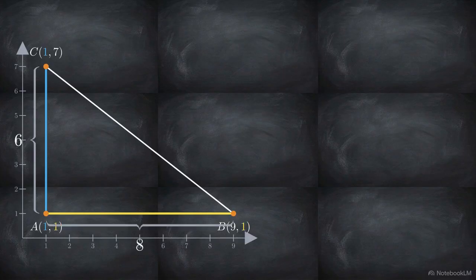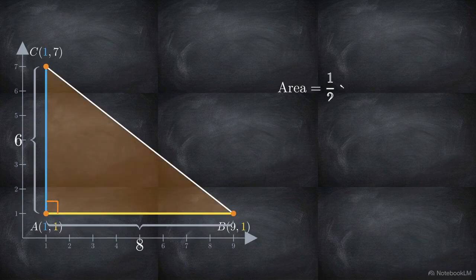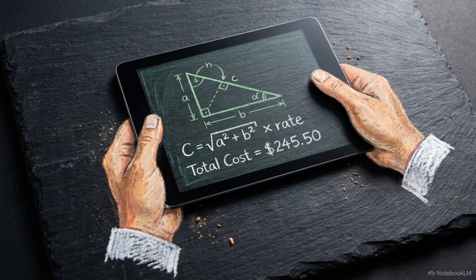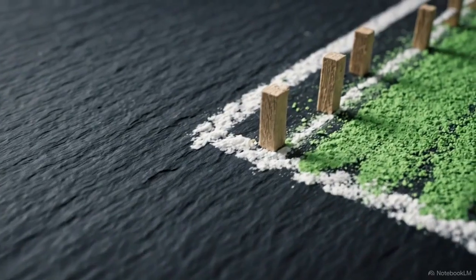Where a vertical line meets a horizontal line, you get a strict 90-degree angle. Because the coordinates prove this is a right triangle, we can use the basic formula for the area of a triangle, half the base times the height. Calculating that physical area yields exactly 24 square units. If we are given the cost to water per square unit, we simply multiply it by the area to find our total expense. Now consider the perimeter.